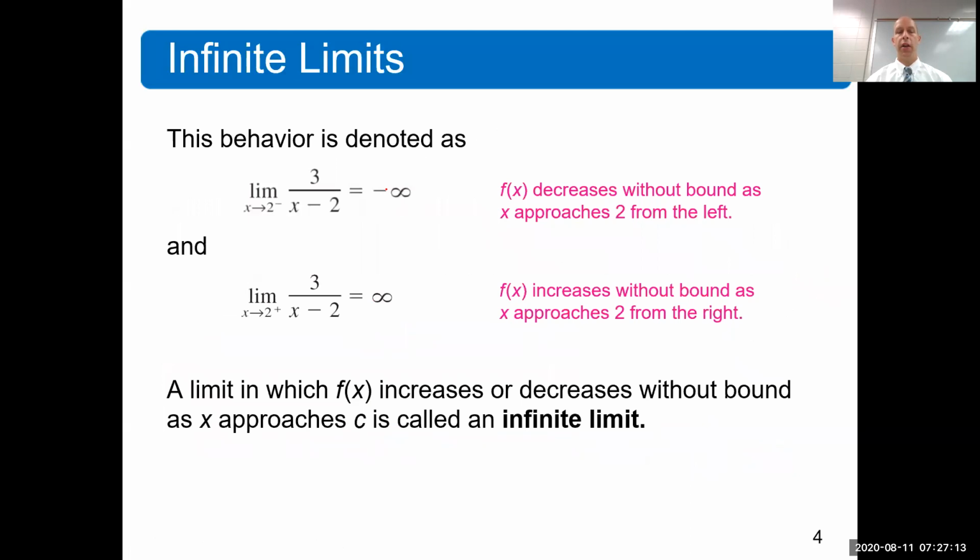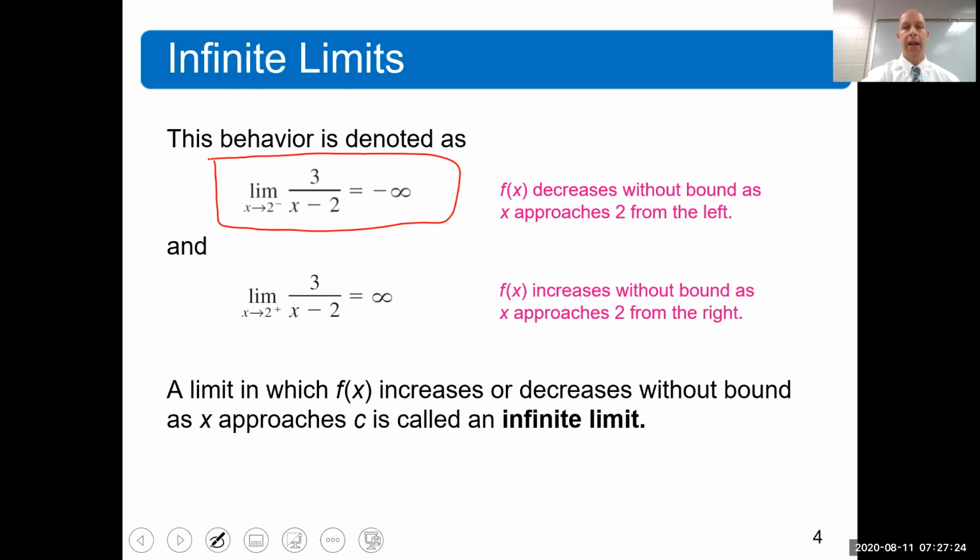This behavior is denoted as the following. Here's how we would write it symbolically. The limit as x goes to 2 with a negative symbol, remember that means 2 from the left, equals negative infinity. And the limit of the function as x goes to 2 from the right, that's what the little plus symbol means, is equal to positive infinity. In other words, we're going to use negative infinity when it decreases without bound, and we're going to use positive infinity when it increases without bound.